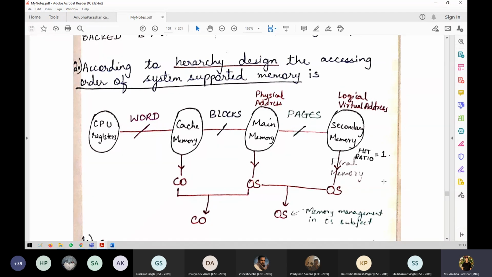So logical address is for secondary memory. Hit ratio equals 1 means what? See, if CPU has generated a request and it is able to find the request in register itself, we say hit ratio is 1 for register. If it is not found in register, then it will go and check the cache memory. So we say hit ratio of cache memory is 1. So not going any further.